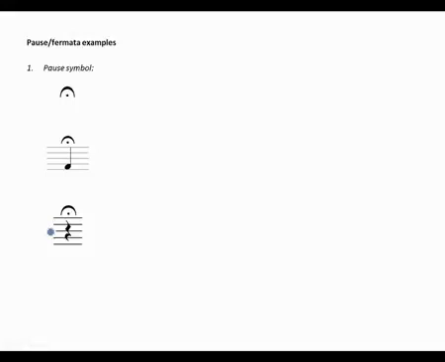Pause or fermata. Pause symbol. This is how it looks. Curving with a dot. The pause symbol on the note. It's always placed above the staff, directly on the note. Pause symbol on the rest.